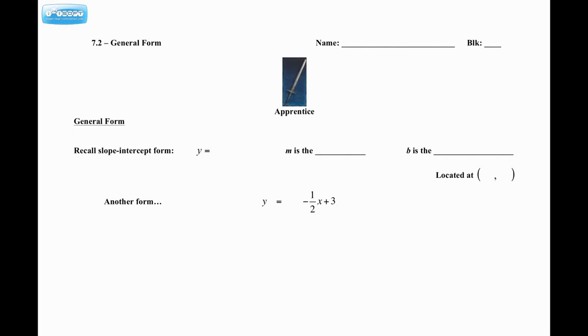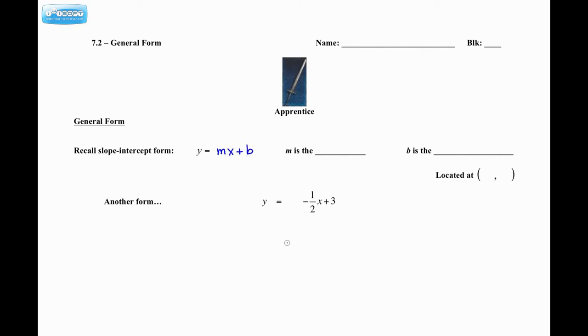All right, Chapter 7, Section 2. This is General Form, Apprentice level. General Form is just another way of expressing the equation of a line. We've already worked with one form called the Slope-Intercept Form. So recall that that's y equals mx plus b.